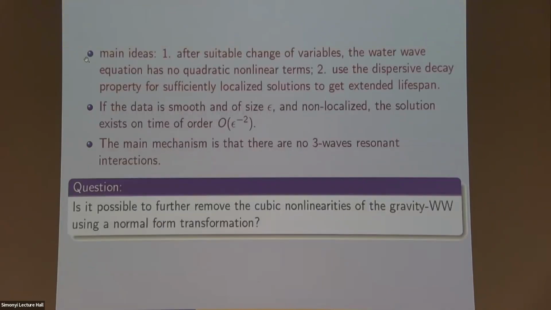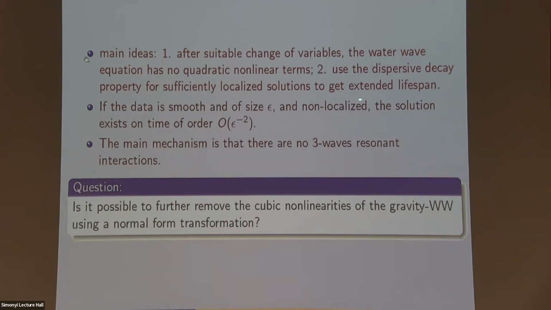But in all of these works, there are two crucial new ideas. Basically, it says that the reason we can do it is because after a normal form change, the water wave equation has no quadratic term. This is really due to the mechanism that the infinite depth water wave equation has no three-wave interaction.